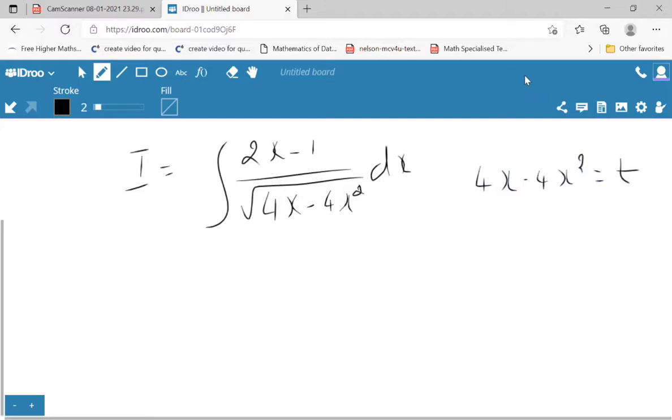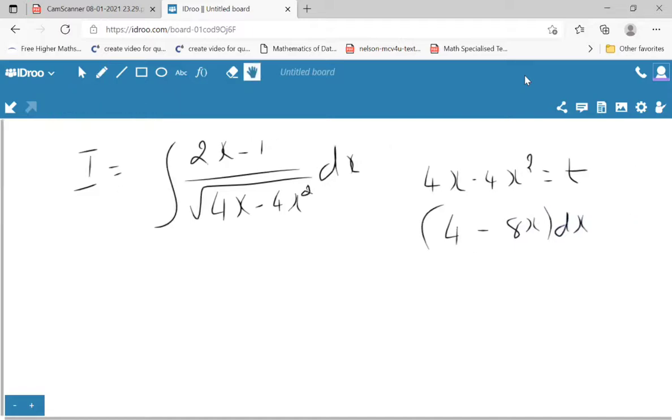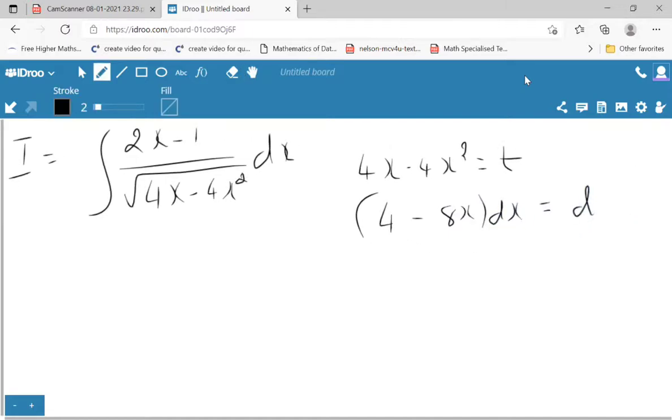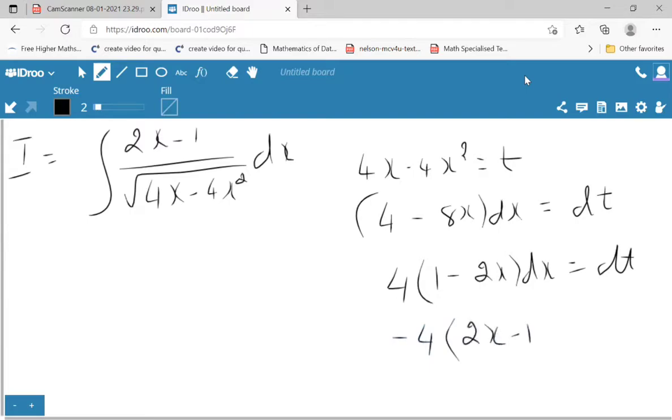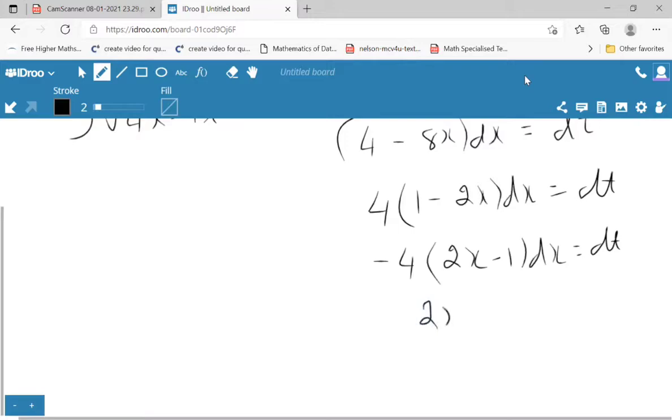On differentiating both sides, I'll get (4 minus 8x) dx is equal to dt. Let me take 4 outside, I'll get (1 minus 2x) dx is equal to dt by 4. We have 2x minus 1 in the numerator, so let me take the minus symbol outside. So minus (2x minus 1) dx is equal to dt by 4, or (2x minus 1) dx will become dt by minus 4.